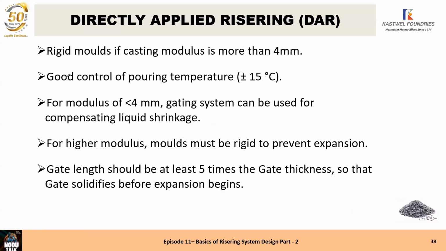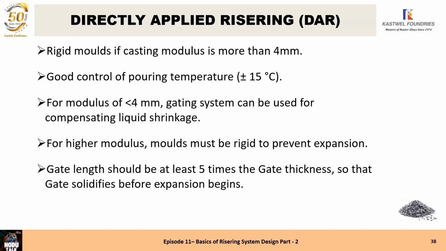Rigid molds if casting modulus is more than 4 millimeters. Good control of pouring temperature. The pouring temperature will be decided by the casting section, plus or minus. For a modulus of less than 4 millimeters, the gating system can be used for compensating liquid shrinkage. So in riserless casting, if you have to use a small riser, you can use a gating system as a small riser to compensate for the liquid shrinkage.